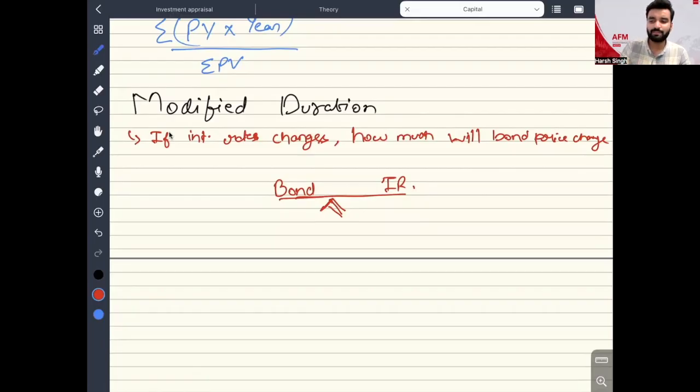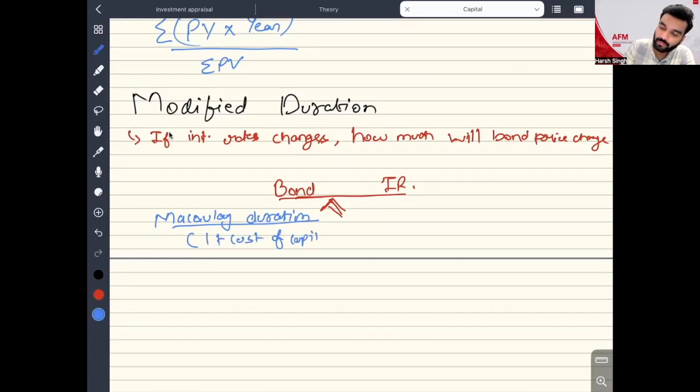The formula is pretty simple over here. You don't have to worry over anything. Macaulay duration divided by 1 plus cost of capital. This is what we call modified duration.